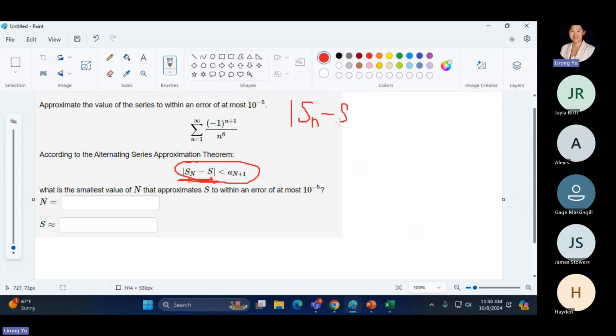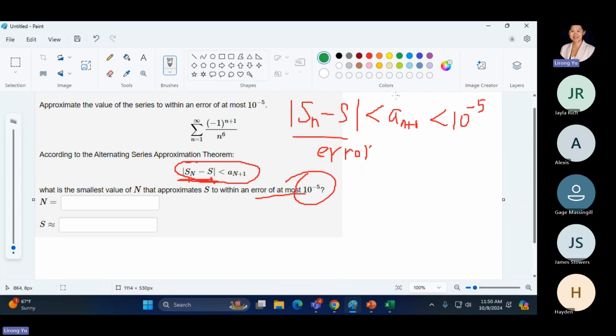Sₙ minus S, the partial sum minus the infinite sum, is less than aₙ₊₁. This is only true in alternating series, not in all other series. If the series is not alternating, then we don't have this. But right now we do have this, and the aₙ₊₁ is at most the error. We're looking for the n, so the error is at most 0.00001, 10 to the -5 power.